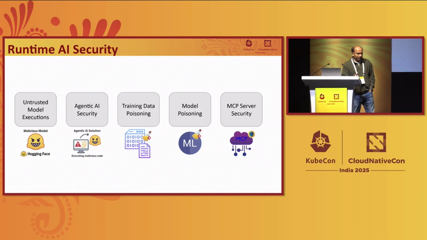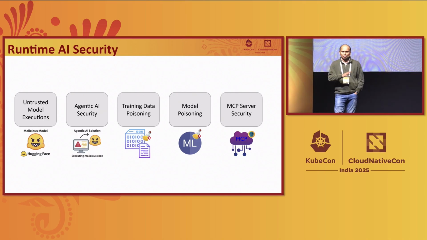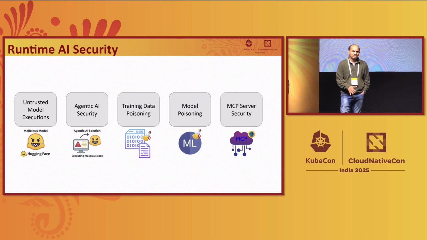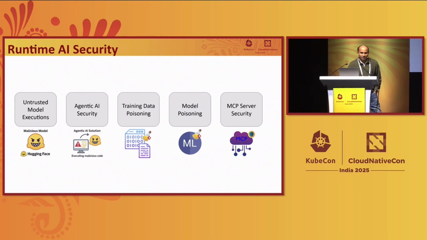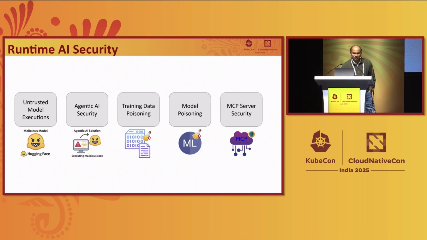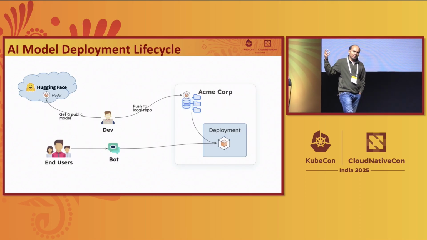On MCP server security, almost every organization out there, and I'm pretty sure most of you sitting here, is already working towards deploying MCP servers, including myself and my organization as well. So we are all in a mad rush. And what is affected because of a mad rush? It's security. Let me talk about an AI model deployment lifecycle.